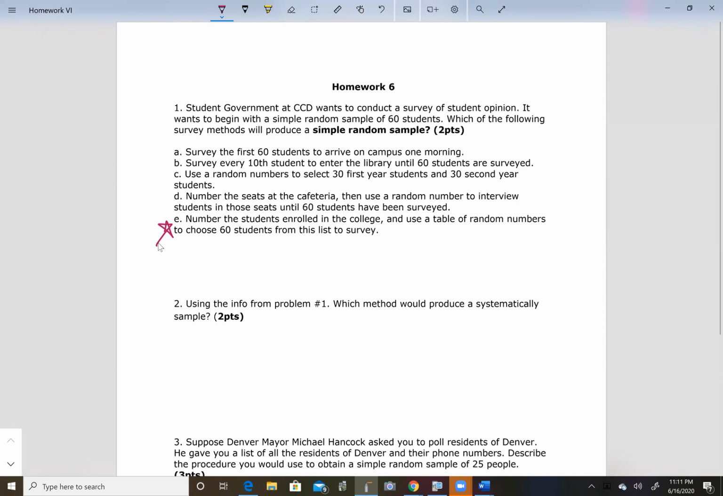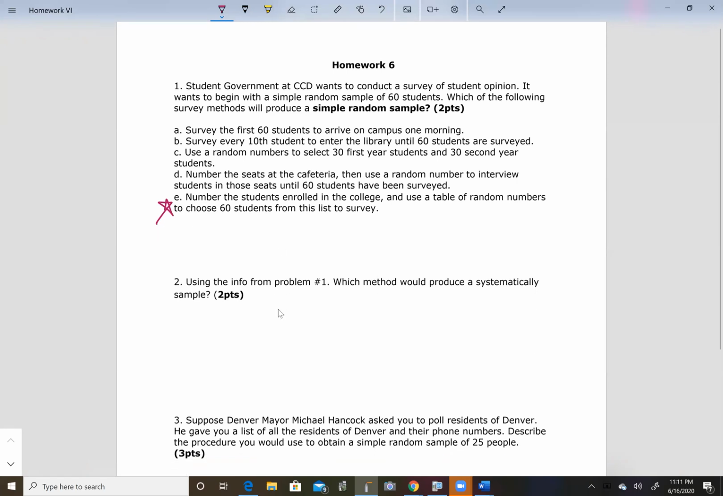E. Okay. 2, using the info from problem 1, which method would produce a systematic sample? We talked about that. It was B.